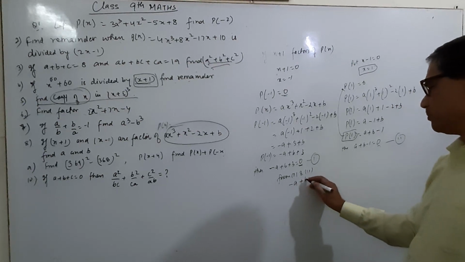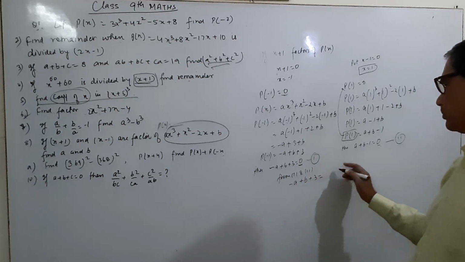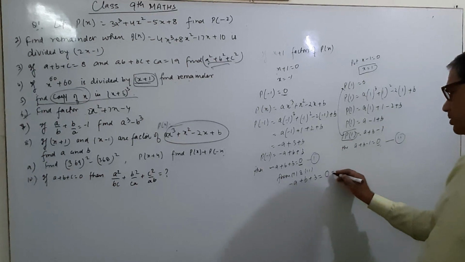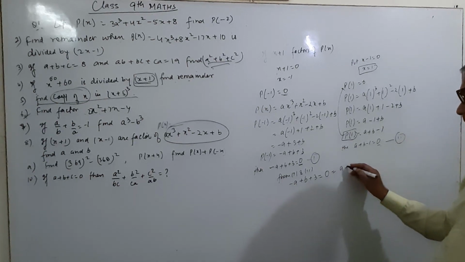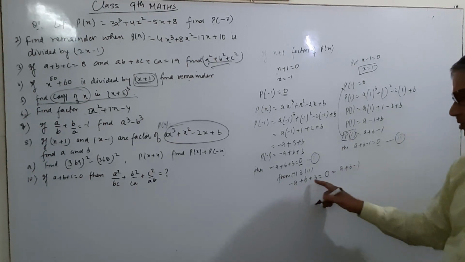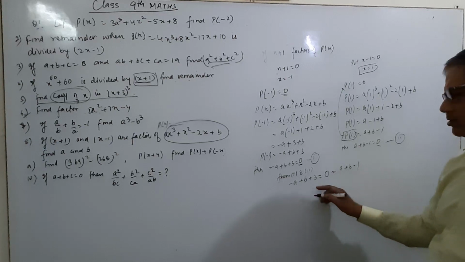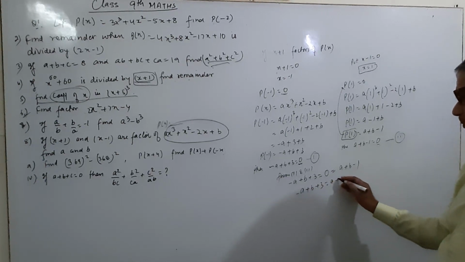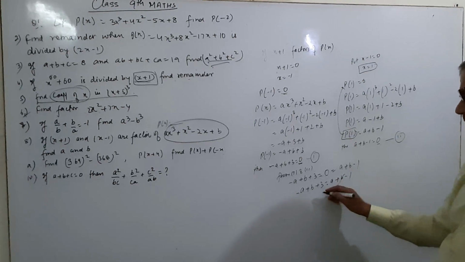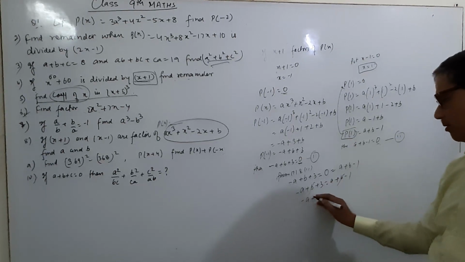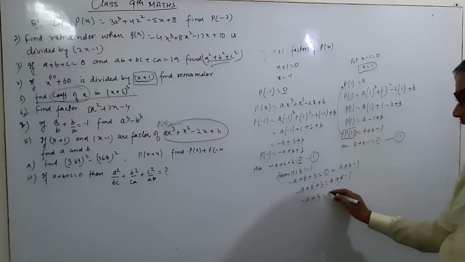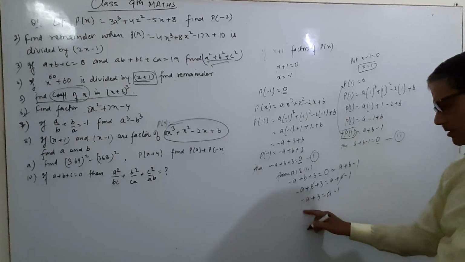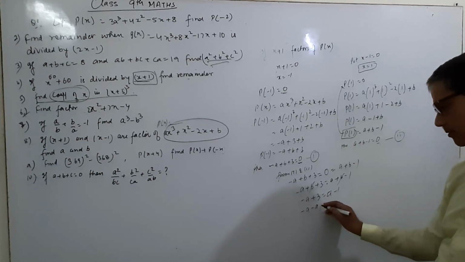From first and second, minus A plus B plus 3 equal to 0, and this 0 is again equal to A plus B minus 1. It means this is equal to 0 and this is also equal to 0. So we can write A plus B plus 3 equal to A plus B minus 1. B will cut. Minus A plus 3 is equal to A minus 1.